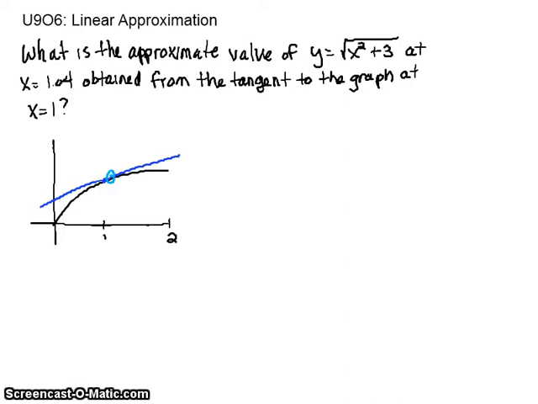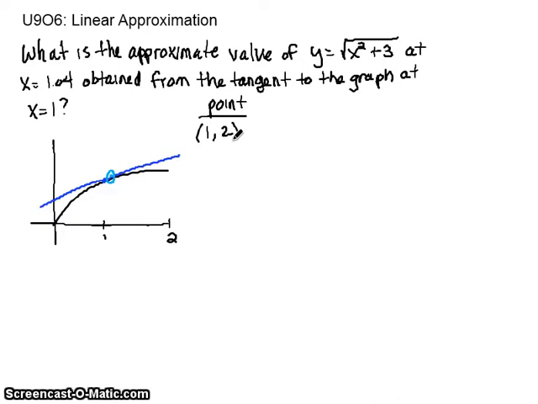When we're coming up with the equation of a tangent line, we know we need two things. We need a point and we need a slope. So we know the x value of the point is 1. So the y value, if you plug 1 in, 1 squared is 1, plus 3 is 4, square root of 4 is 2. So we have the point (1, 2).